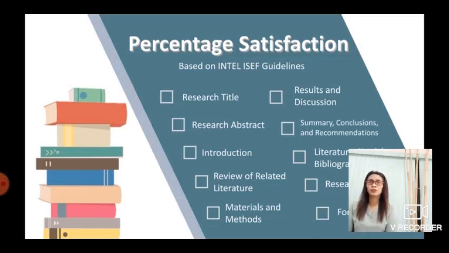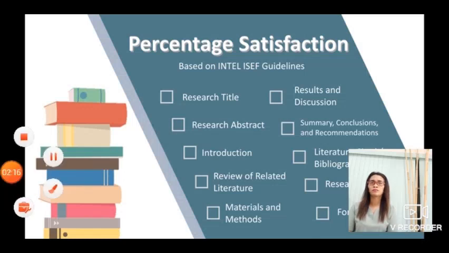Specifically, this research seeks to answer the following questions. Number 1, what is the percentage of the submitted research papers which satisfied the INTEL ISEF guidelines in terms of the following? Research title, research abstract, introduction, review of related literature, materials and methods, results and discussions, summary, conclusion, and recommendation, literature cited or bibliography, research ethics, and research forms.